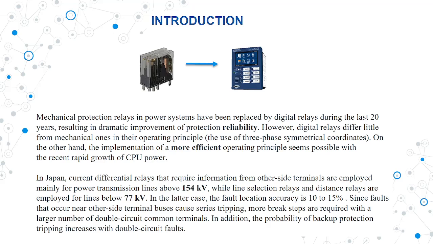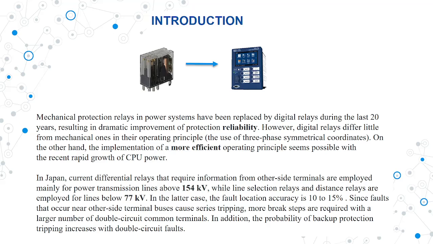On the other hand, this principle has possibly the most rapid growth in CPU. In Japan, current differential relays require information from the other side of the line once a fault occurs in a system, mainly to protect power transmission lines above 154 kV. Line section relays and distance relays are employed on lines below 77 kV. In the latter cases, the fault location accuracy is only 10 to 15%, depending on the matrix concept they use.